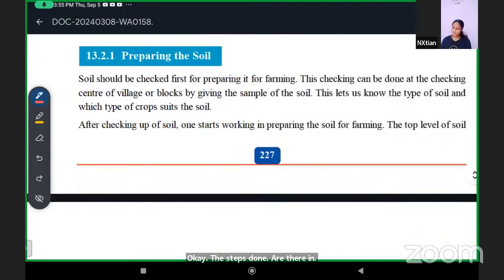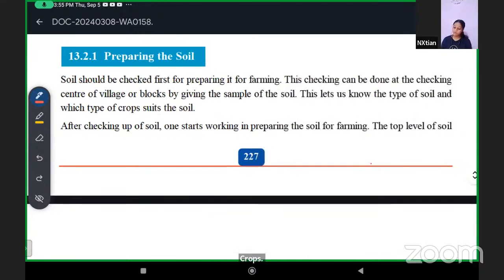So the first thing is preparing the soil. Now, what do farmers do? They first check the soil to prepare it for farming. They check whether the soil is good for that kind of crop or not. This checking can be done at the checking center of the village or block by giving a sample of soil. This lets us know the type of soil and which type of crops suit the soil.